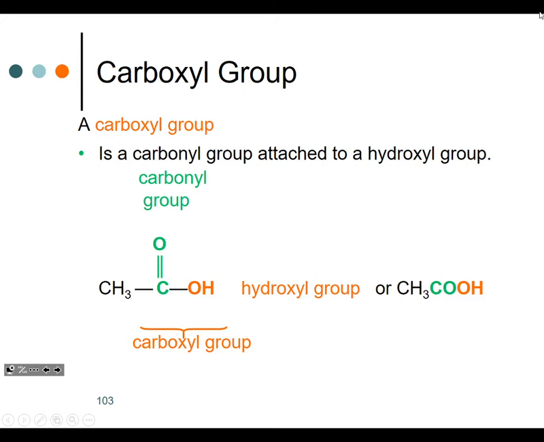Okay, so a carboxyl group is a carbonyl, which is what we saw in aldehydes and ketones. We saw that's a double bonded oxygen, but it also has an OH. So it has like an aldehyde, but also an alcohol mixed in, and so it's a hydroxyl and a carboxyl, and that's where we get carboxylic acid from.